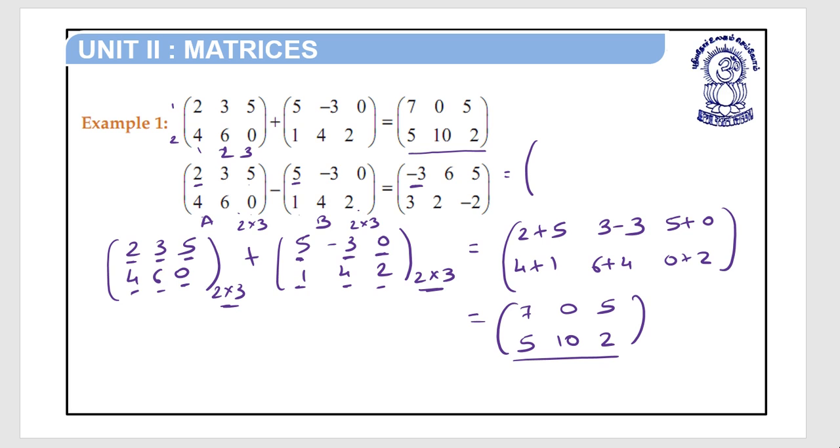For subtraction it becomes 2 minus 5, 3 minus 3. So 3 plus 3, 5 minus 0, 4 minus 1, 6 minus 4, and 0 minus 2. So we will get 2 minus 5, minus 3, 3 plus 3 is 6, 5 minus 0 is 5, 4 minus 1 is 3, 6 minus 4 is 2, and 0 minus 2 is minus 2.